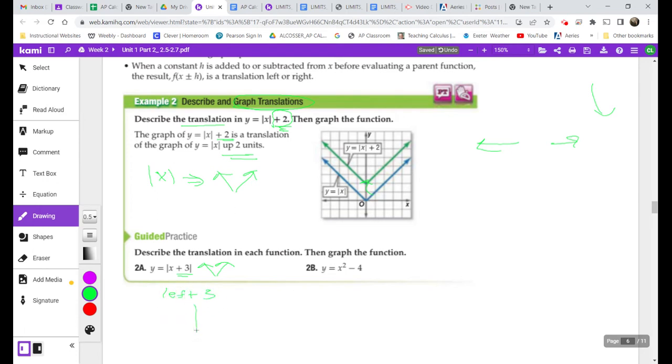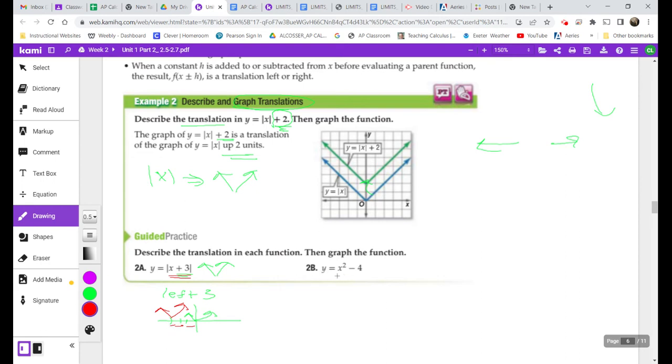So if I was to draw this one, we have our base parent graph right here, and then we're going to move over 3, and my new graph, which is this one, I'm going to draw as a V because it moved to the left 1, 2, 3.